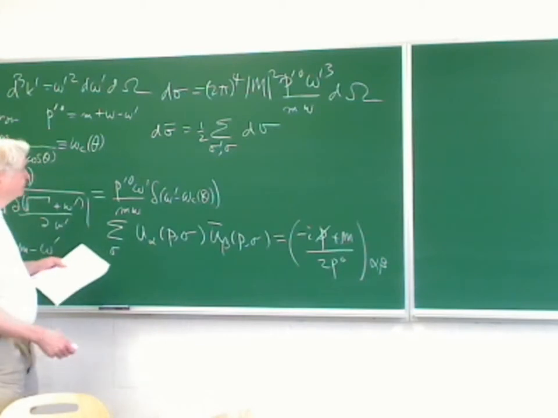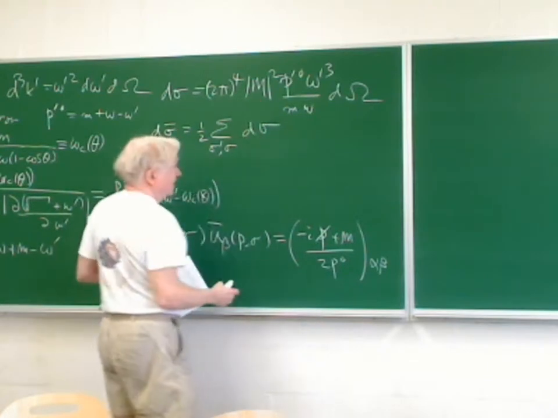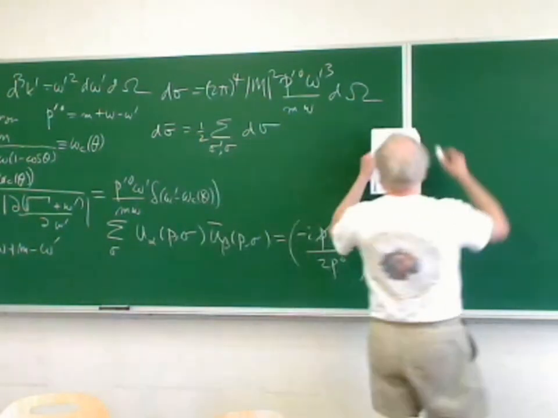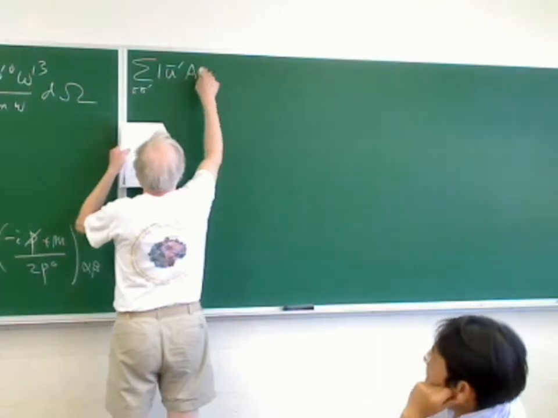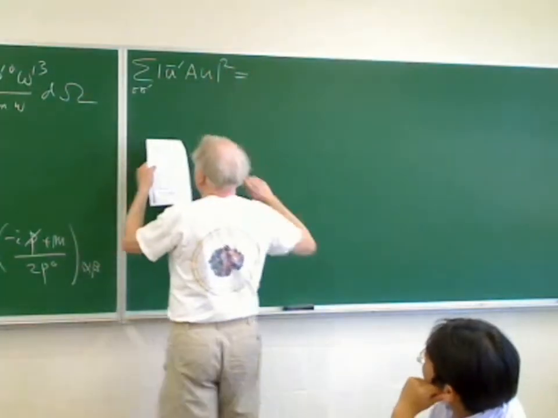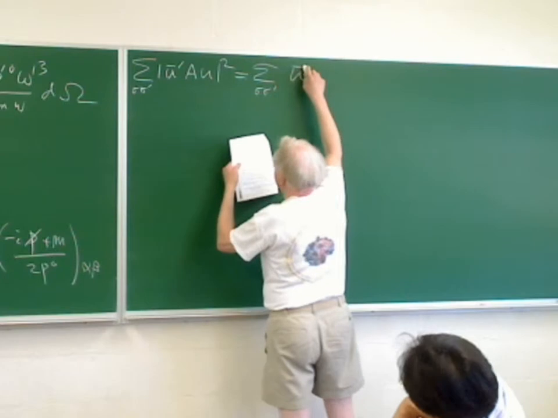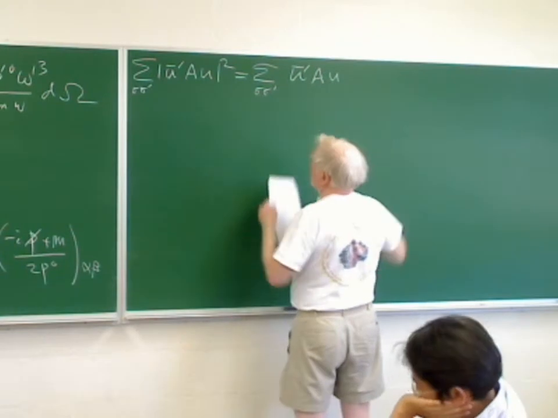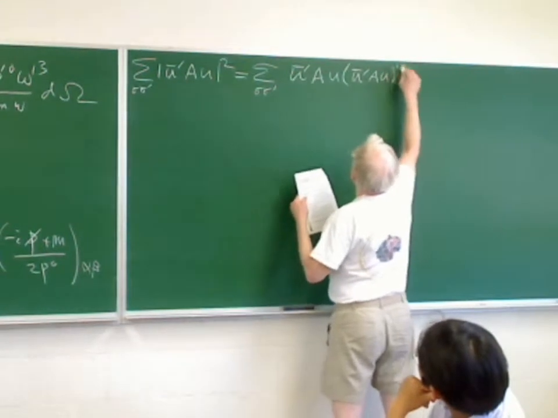Now, this p sigma has an m squared in it, and so I better start a new line here. The sum over sigma and sigma prime of the matrix element is going to be u bar prime A u, and I just write it as the absolute value of u bar prime A u squared. Okay. So what is this? This is the sum over sigma, sigma prime of u bar prime A u, times now u bar prime A u complex conjugate.